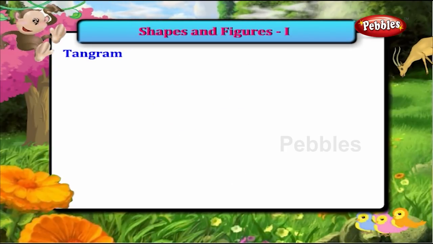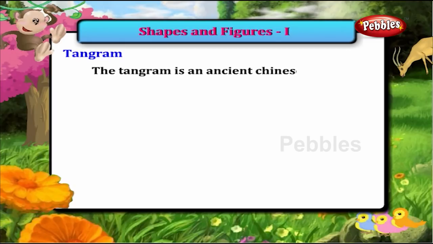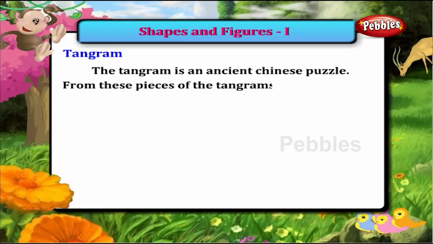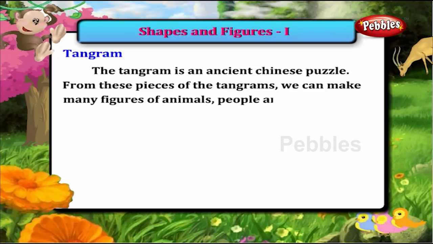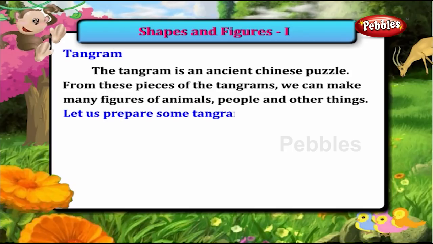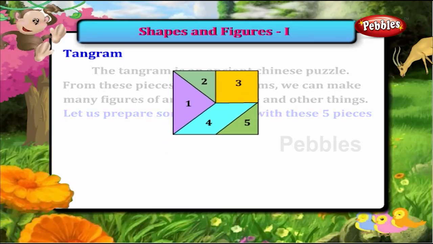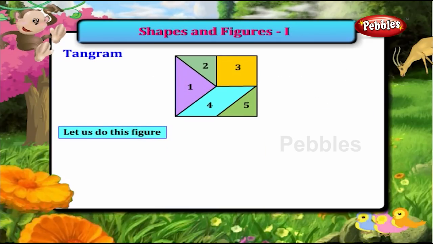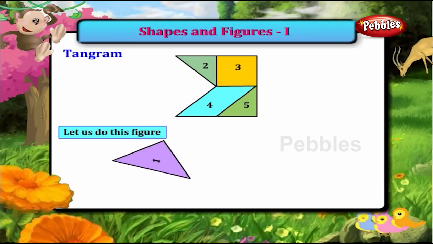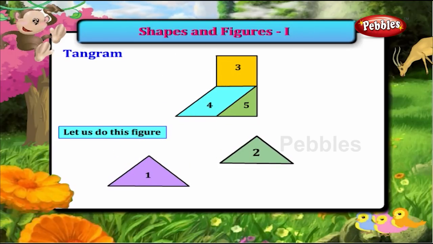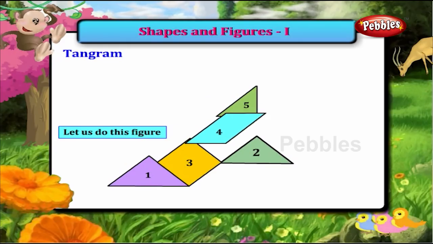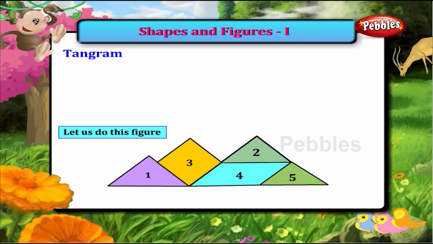Tangram. The tangram is an ancient Chinese puzzle. From these pieces of the tangrams, we can make many figures of animals, people, and other things. Let us prepare some tangrams with these five pieces. Let us do this figure. 1, 2, 3, 4, 5.